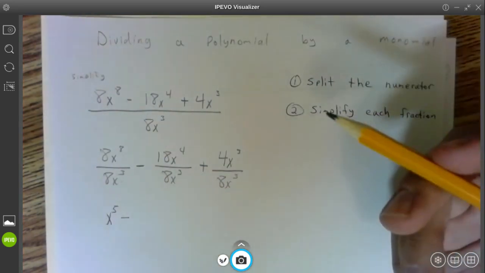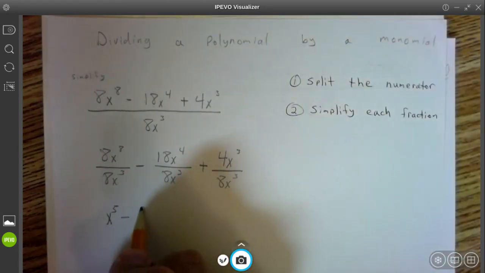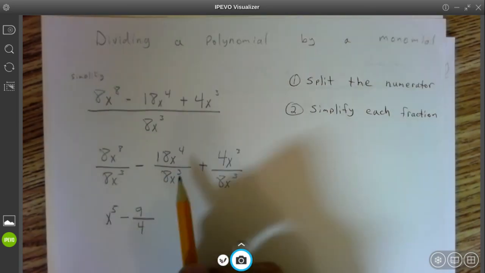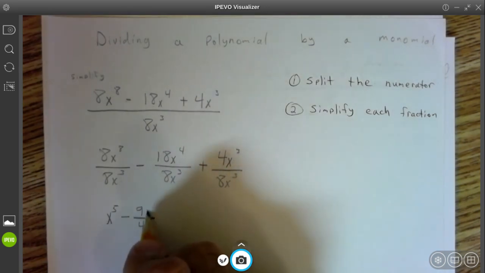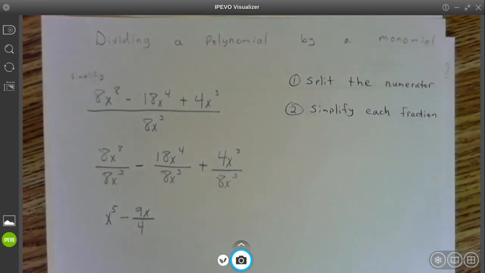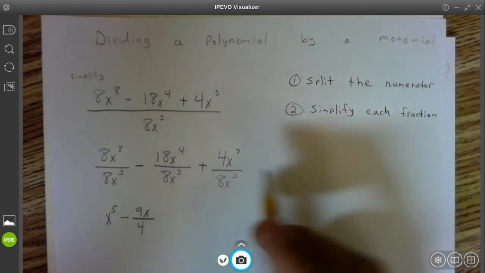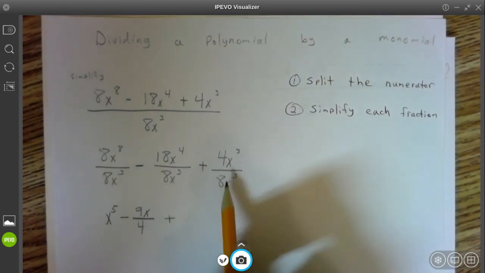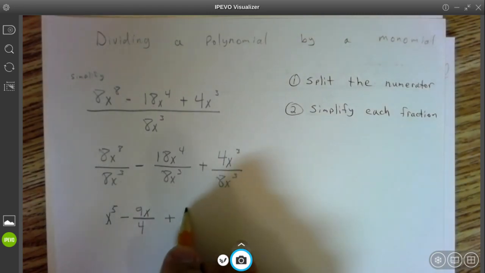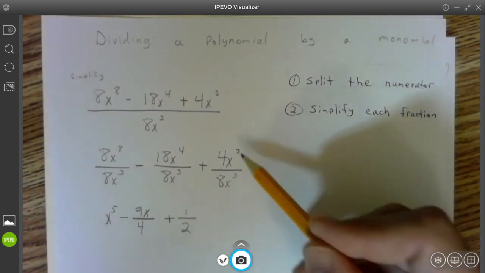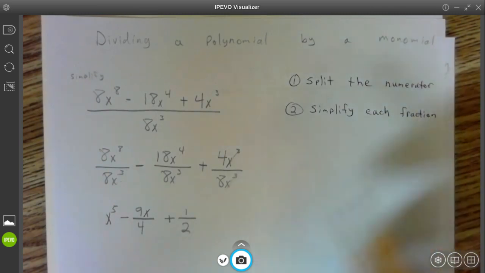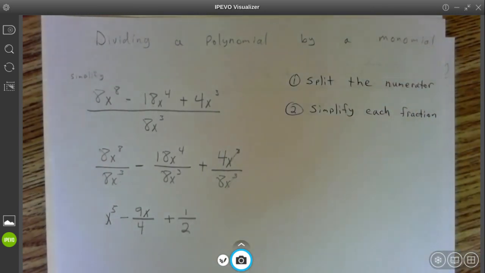18 over 8. You can divide those both by 2, so that's going to give you a 9 and a 4. And then you're top heavy on this one, so 3 of these are going to cancel with 3 of those, leaving you 1x up in the top. And then my third term, 4 over 8, that's the same as 1/2. On your x parts, 3 here and 3 there, they completely cancel out. So it's just 1/2. That's what you would be left with.